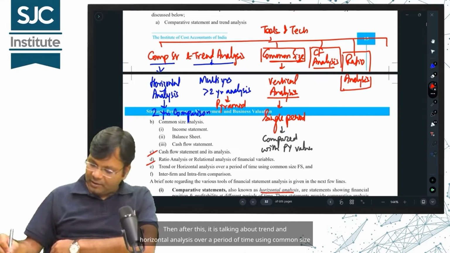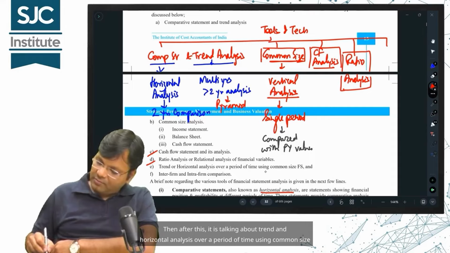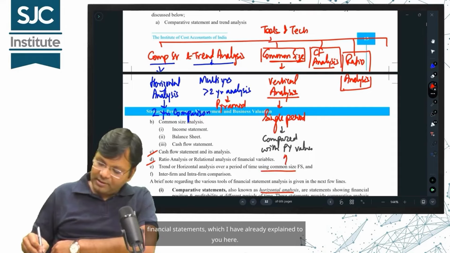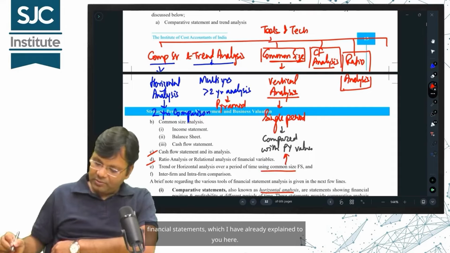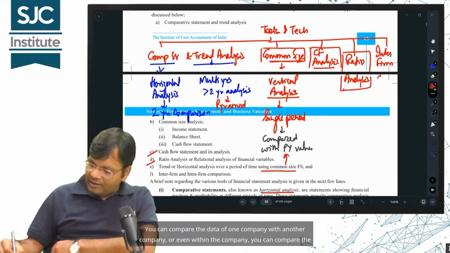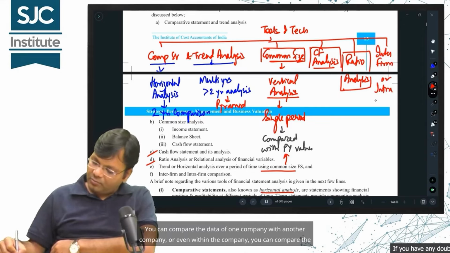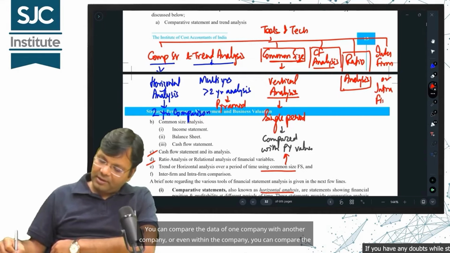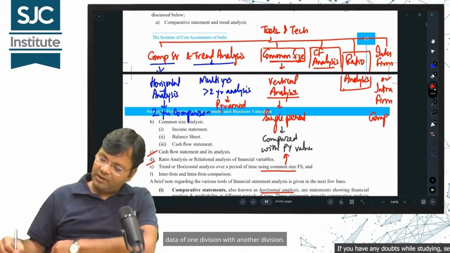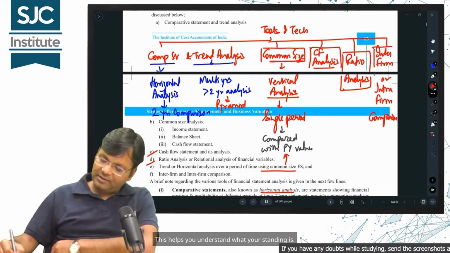Then after this, it is talking about trend and horizontal analysis over a period of time using common size financial statements, which I have already explained to you here. And what do you ultimately do with all this data? You can compare the data of one company with another company, or even within the company, you can compare the data of one division with another division. This helps you understand what your standing is.